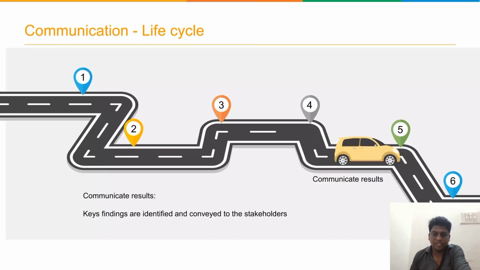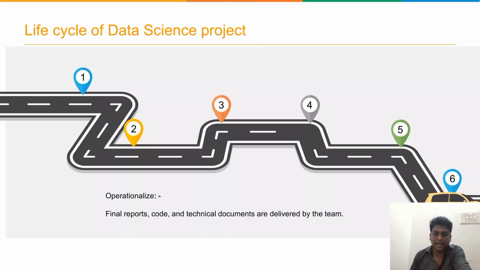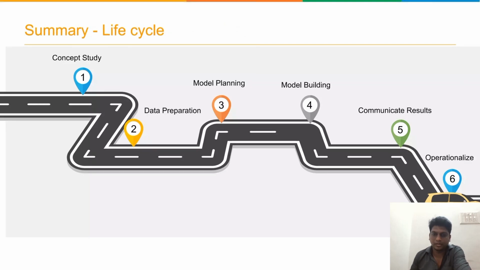Then the fifth step is communicating results. The key findings are identified and conveyed to the stakeholders. Still, it's not over, because a good scientist should be able to communicate his findings to the business team. Only then will it be good for the execution phase. So the final reports, the code and the technical documents are delivered by the team.